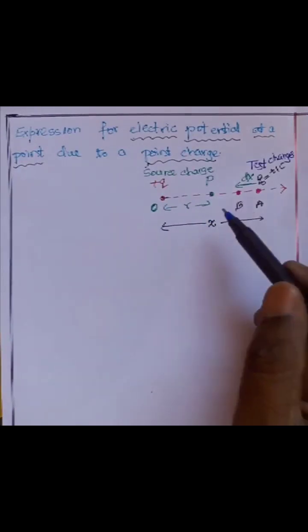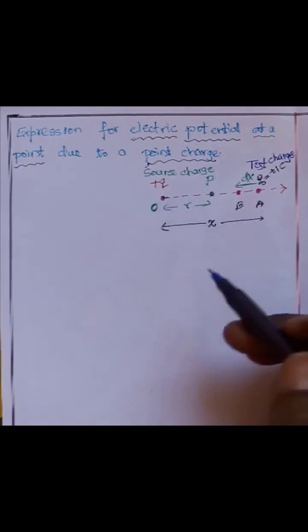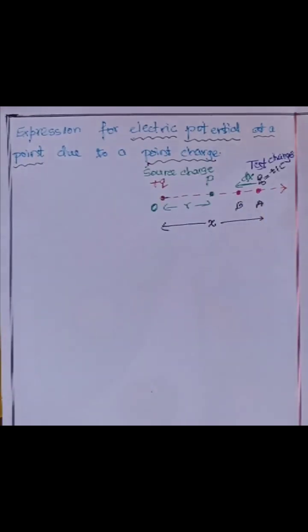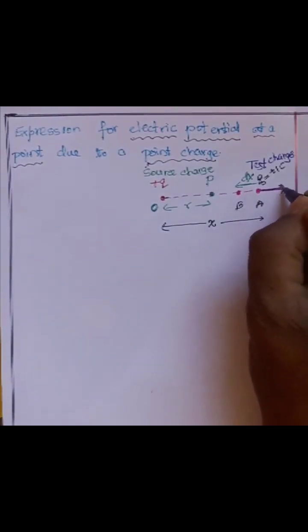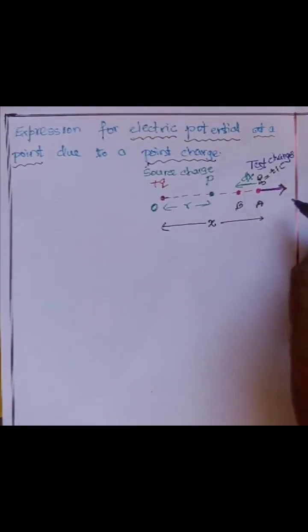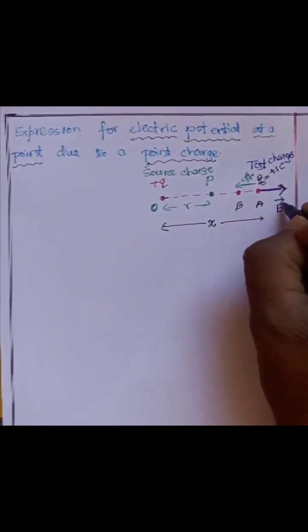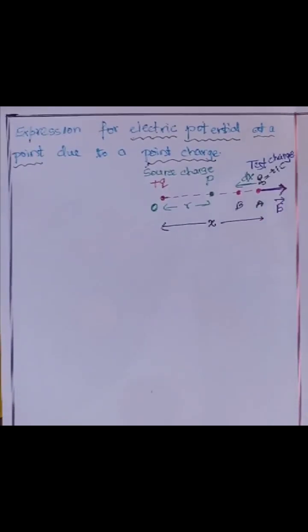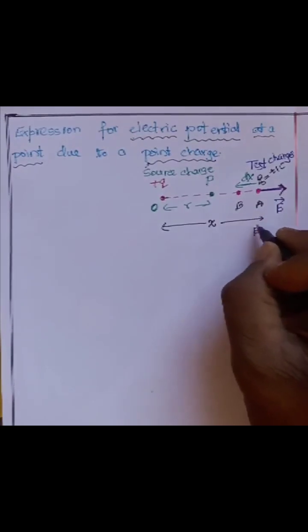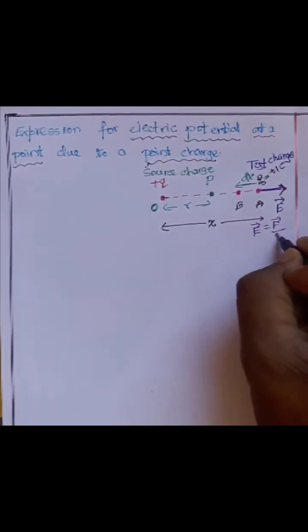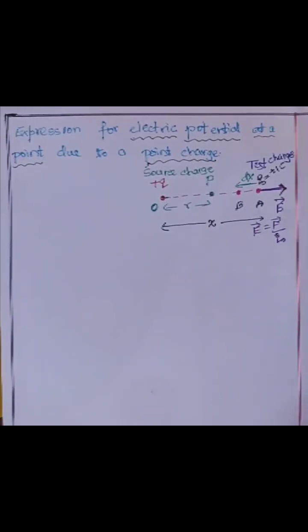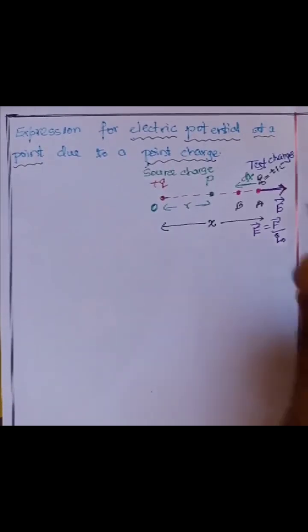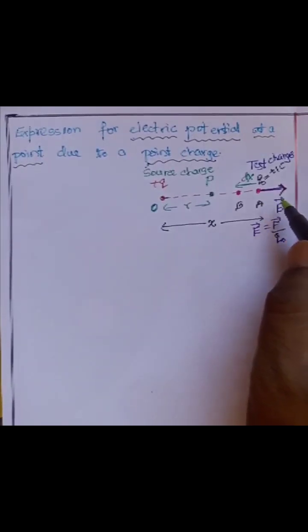Now, because of the source charge, test charge Q naught experiences a force towards positive x-axis, or what we are calling the right side. It is vector E, and vector E is given by vector F by Q naught. Force per unit positive charge is electric field. Because of that force, a displacement takes place.